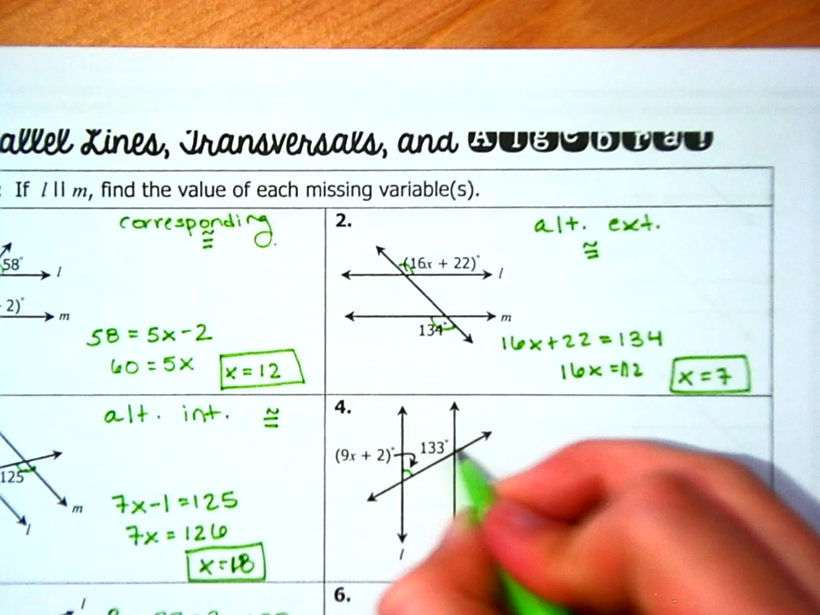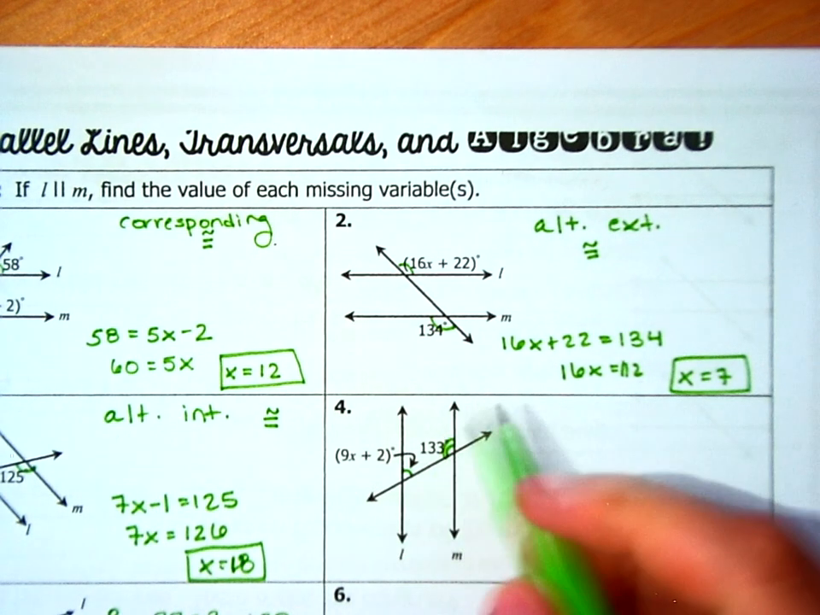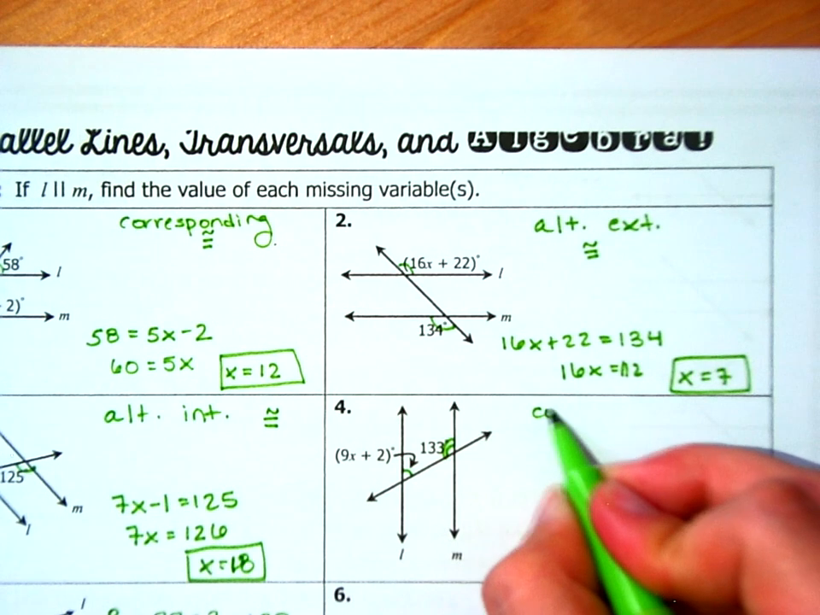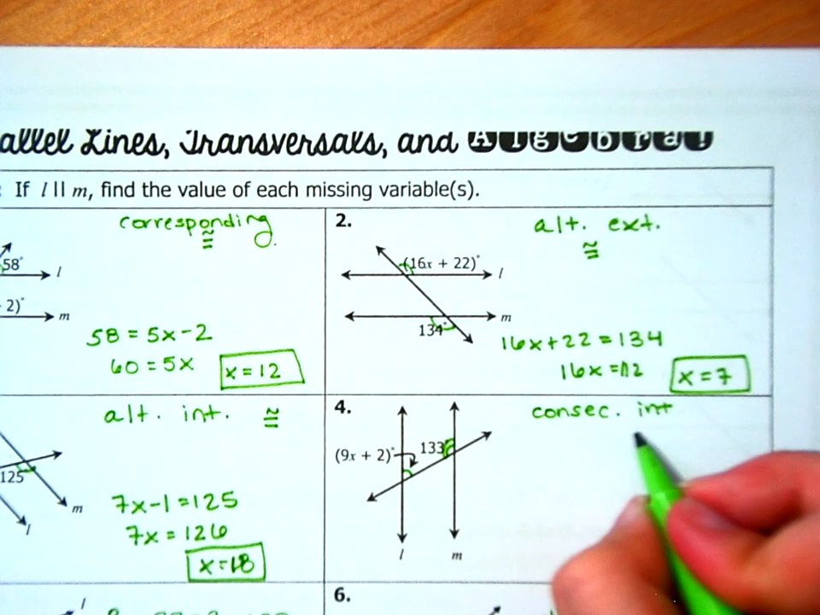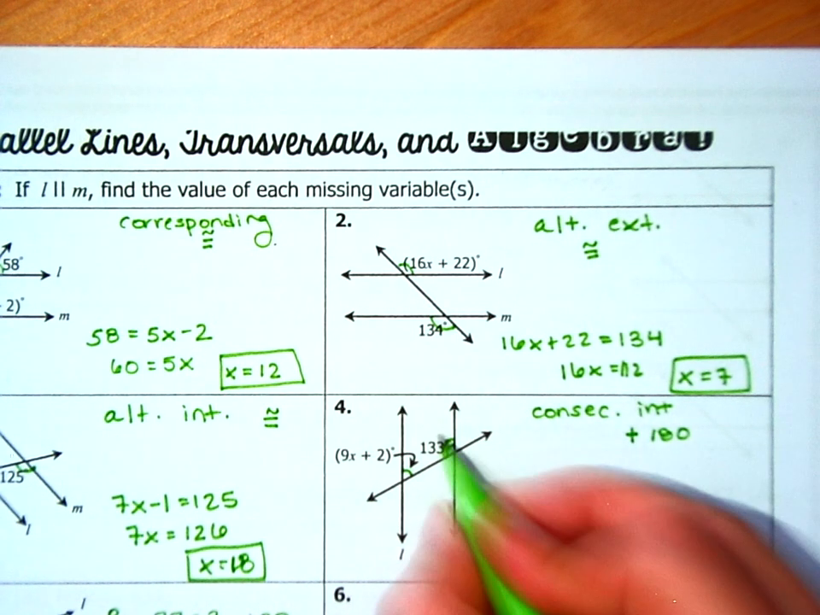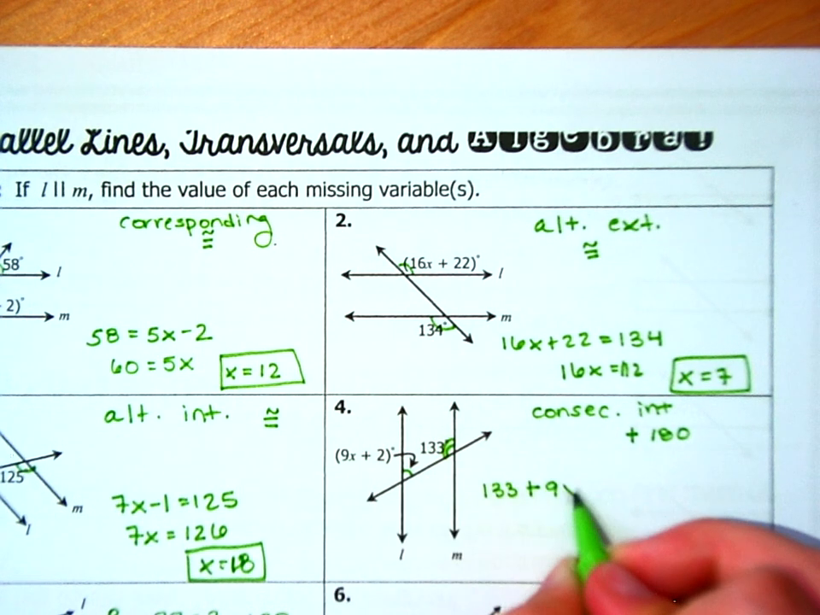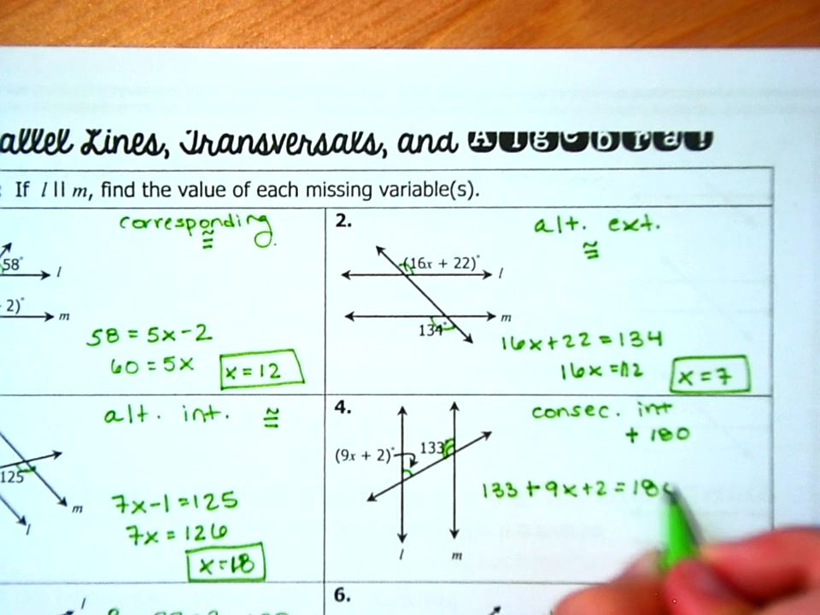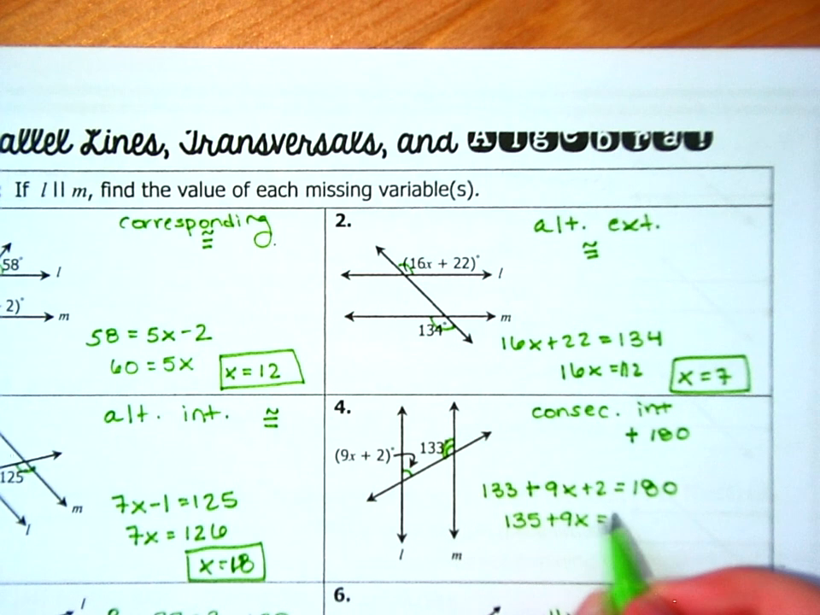This angle and this angle, notice I marked with 2 different symbols because I know those are not congruent. These are same side or consecutive interior. And so I know these add up to 180. Okay, those are supplementary angles. All right, so I'm going to say that 133 plus the other angle is going to equal 180. All right. So I'm going to combine like terms. I've got 135 plus 9x equals 180.